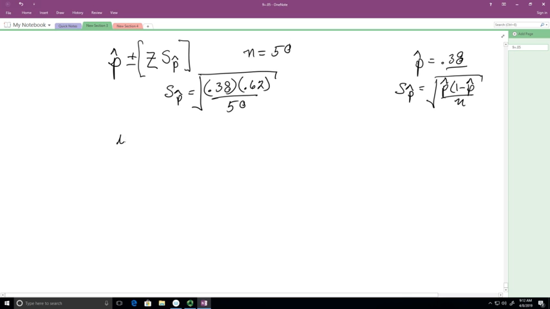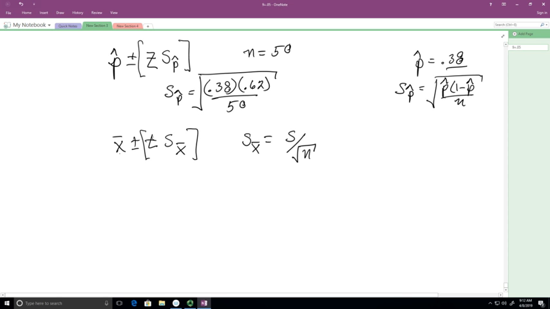In the confidence interval for a mean, I have the t-value times the standard error of the mean, where the standard error of the mean is s over the square root of n. Standard deviation divided by the square root of n. This and that are exactly the same thing.